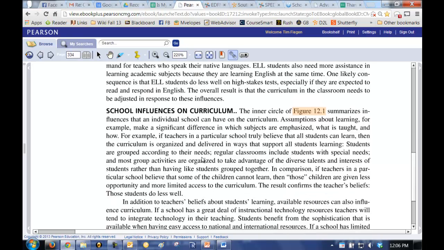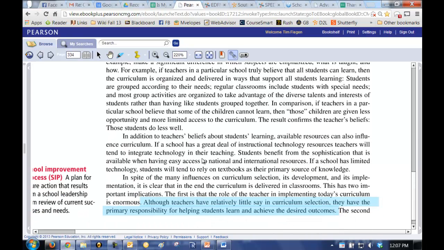Okay, and then school influences on curriculum. Again, it goes a lot here, goes down here. Although teachers have relatively little say in curriculum selection, they have a primary responsibility for helping students learn and achieve the desired outcomes. And so that's a real change over the years. Used to be curriculum was always put together by teachers in the local community, and that's gone. But ultimately, you're responsible for delivering it, for doing the assessments and delivering the curriculum.